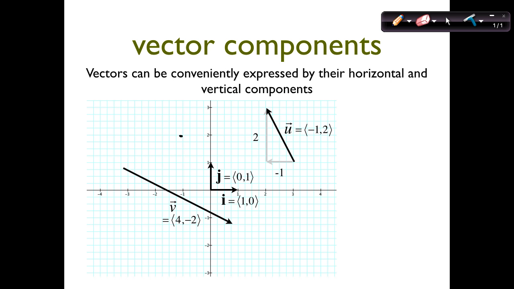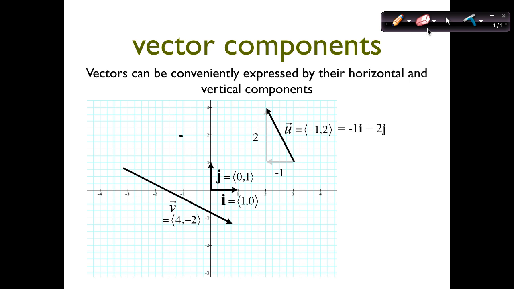So for instance, how can I write this vector u in terms of i and j? How many i's do I have? Negative 1 i, do you see that? And then how many j's do I have? Positive 2 j's, right? So I could write that vector u as negative 1 of i plus 2 of j. And that would give me those components.